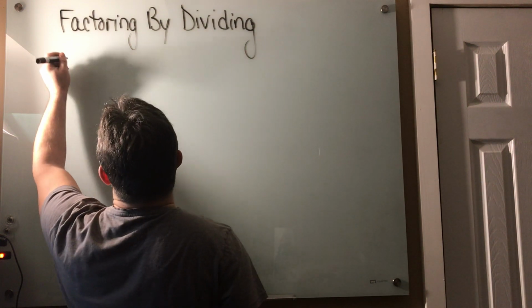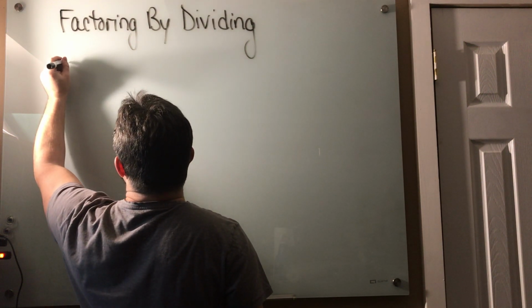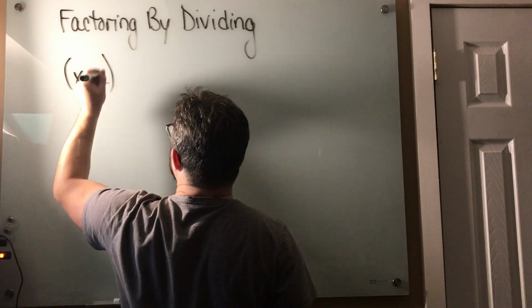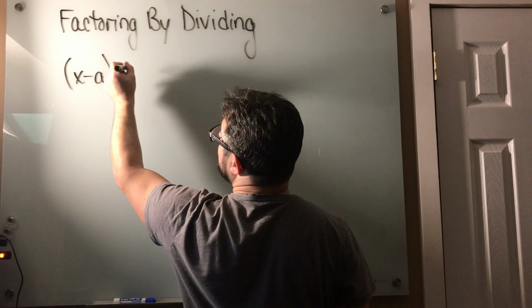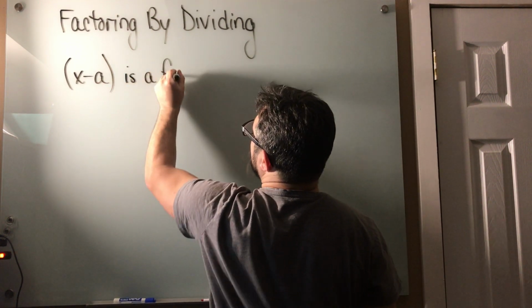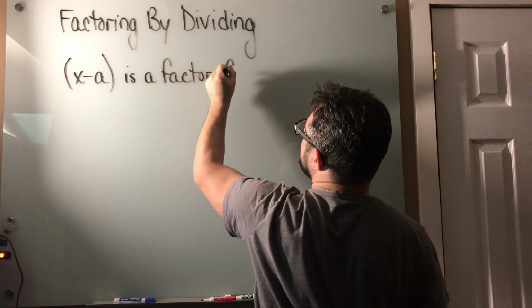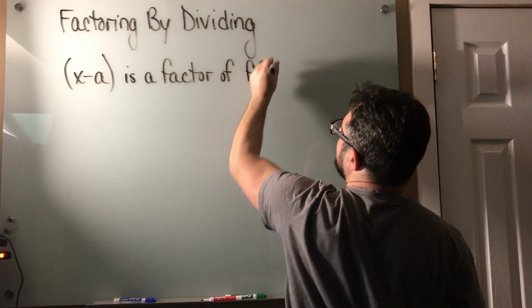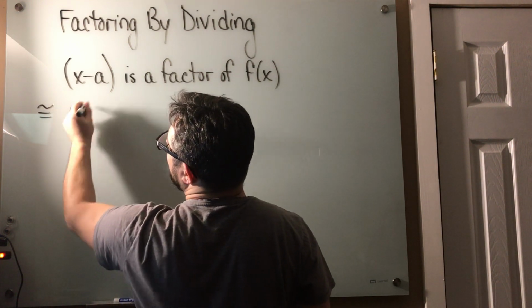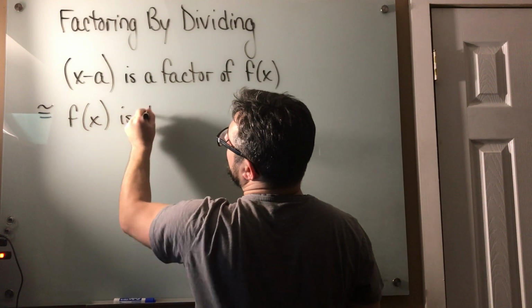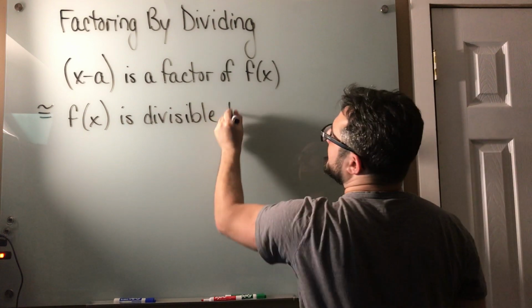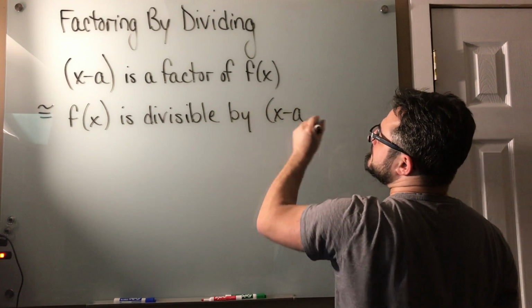The idea is that there are several equivalent statements about a polynomial. Some of them, the ones that are relevant here, is that x minus a is a factor of a polynomial f of x, and that is equivalent to saying that f of x is divisible by x minus a.